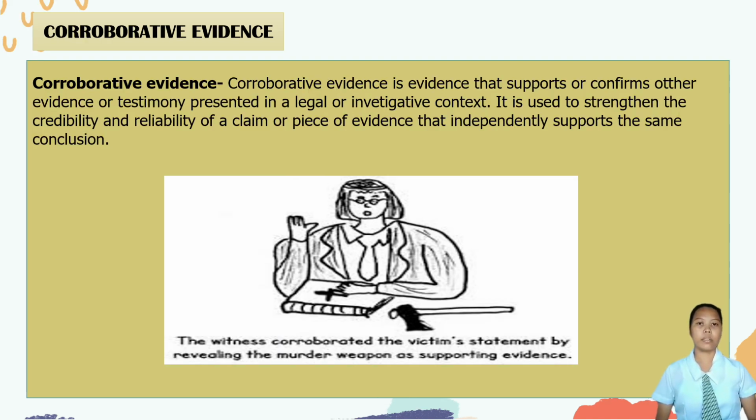Corroborative evidence. Corroborative evidence is evidence that supports or confirms other evidence or testimony presented in a legal or investigative context. It is used to strengthen the credibility and reliability of a claim or piece of evidence by providing additional evidence that independently supports the same conclusion.